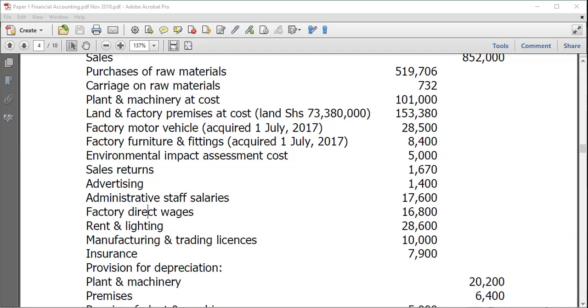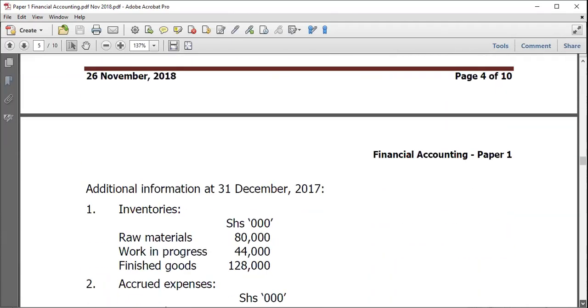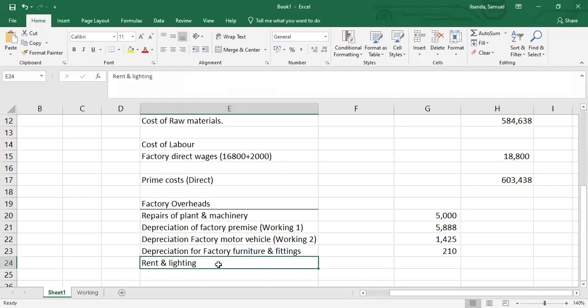The next thing that I'm going to do, I'm going to come here, sales return, administrative stuff. I'm now going to distribute these ones. The next thing is rent and lighting. Remember what they told me about rent and lighting? They told me that rent and lighting has something here. It is 80% factory. Okay, so that's the next thing that I'm going to look at. So I will come here and I say rent and lighting.